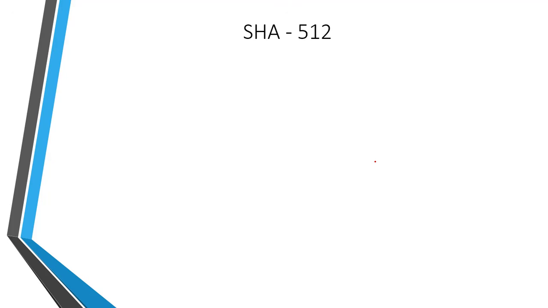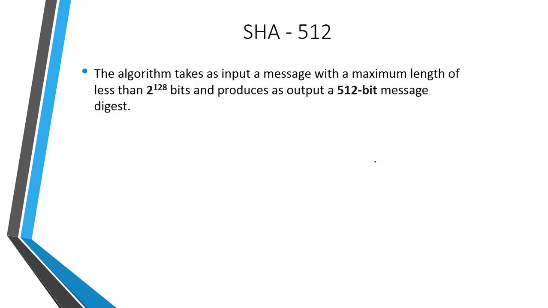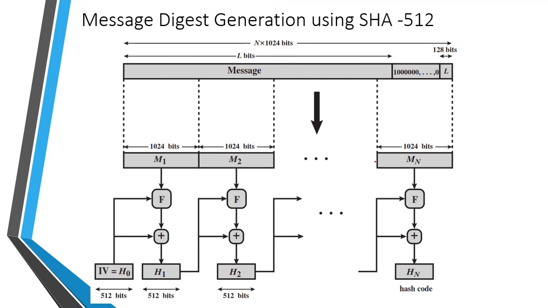So SHA 512 is a message authentication algorithm which produces a 512 bit hash code. This algorithm takes as input a message with a maximum length of less than 2 raised to 128 bits and produces an output of a 512 bit message digest, that is the hash code. The input is processed in 1024 bit blocks. So if the message length is greater than 1024 bits, then the message is divided into 1024 bit blocks and processed block by block. So this is the message digest generation algorithm, SHA 512.